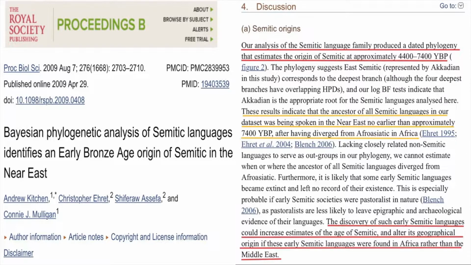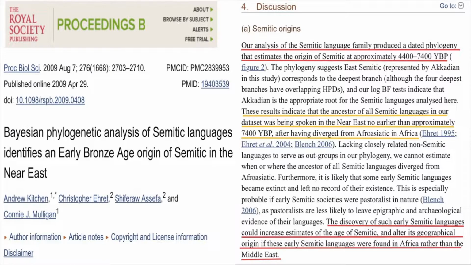East. So it says, our analysis of the Semitic language family produced a date phylogeny that estimated the origin of Semitic at approximately 4,400 through 7,400 YBP. These results indicate that the ancestor of all Semitic languages in our dataset was being spoken in the Middle East no earlier than approximately 7,400 YBP, after having diverged from Afroasiatic in Africa.